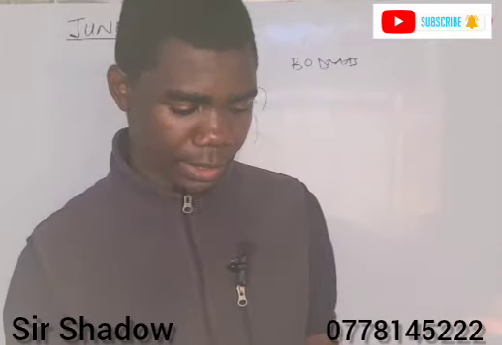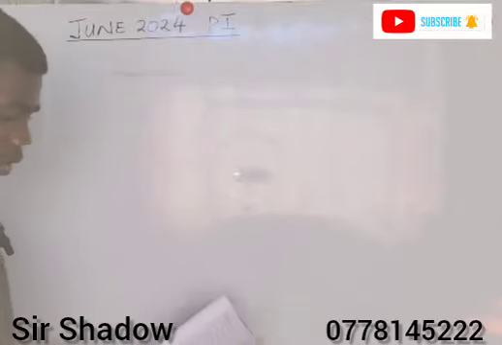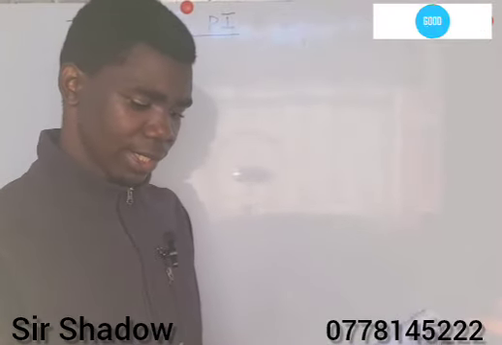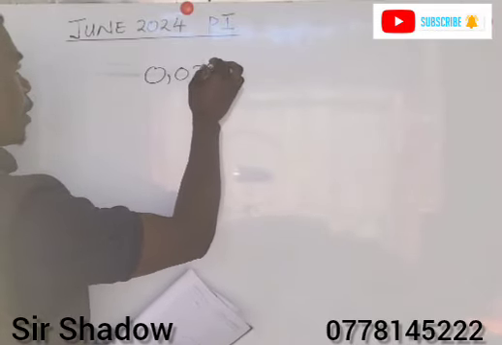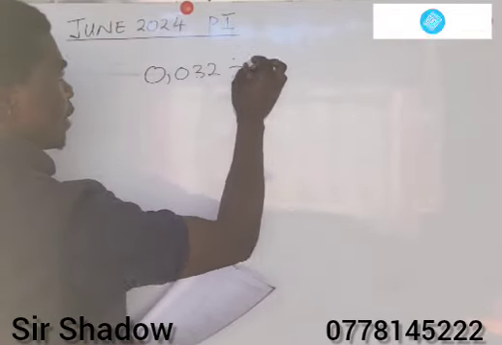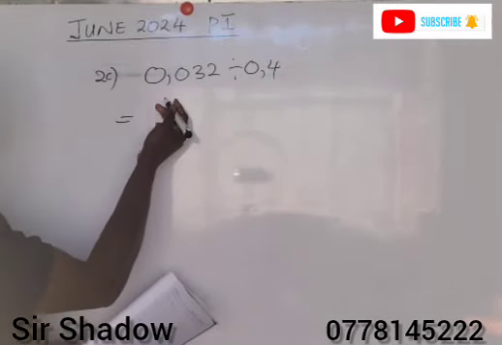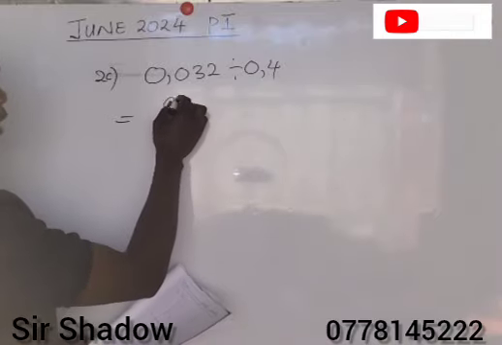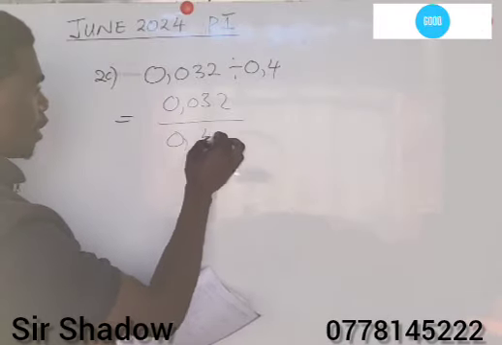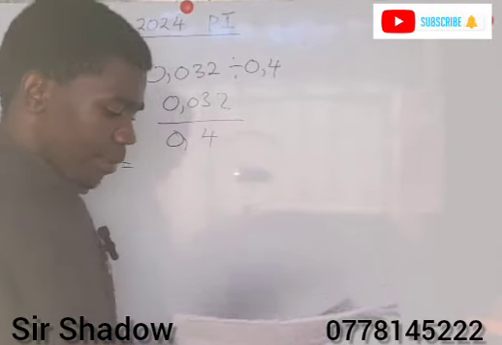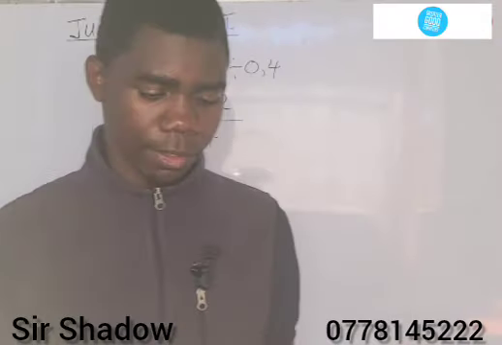So let's move on. Question 2c. On question 2c, we are asked to evaluate 0,032 divided by 0,4. This is the same as 0,032 divided by 0,4. Remember, we want to divide this fraction.